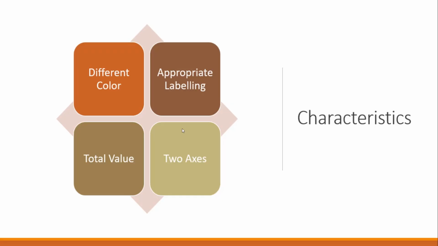Another characteristic of a stacked bar is that it requires appropriate labeling to distinguish the various segments of the bar. The next one is that stacked bars are effective at highlighting the total while also indicating how the total for each category value is split into parts. And the last characteristic of the stacked bar chart is that it can have one category axis and up to two numerical axes.